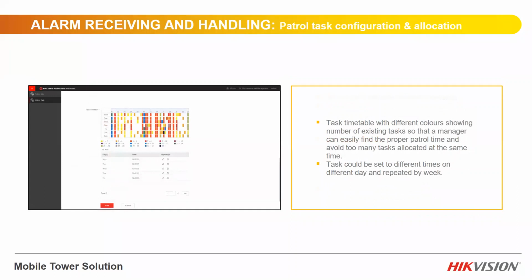When configuring the time frame for a patrol task, a color-coded timetable allows a manager to quickly pinpoint times when other patrols are set to avoid busy periods for the operator.